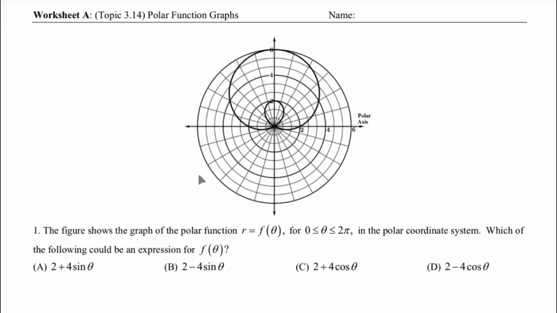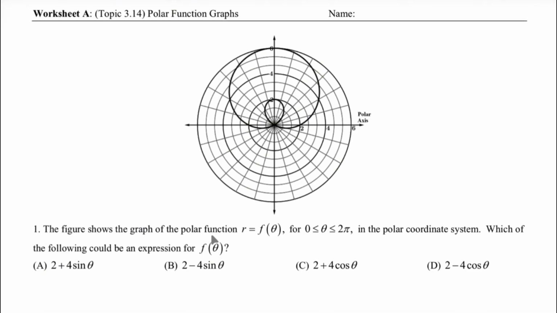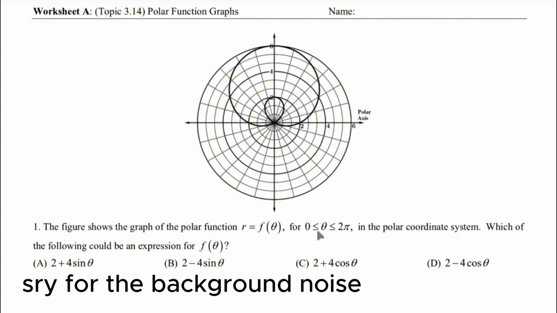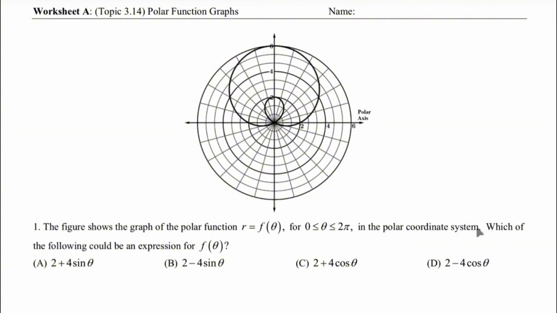So number one is asking us which of the following equations this graph is showing. So let's go ahead and read the question. The figure shows the graph of a polar function r is equal to f of theta for this domain of theta in the polar coordinate system. Which of the following could be the expression of this equation, or f of theta?